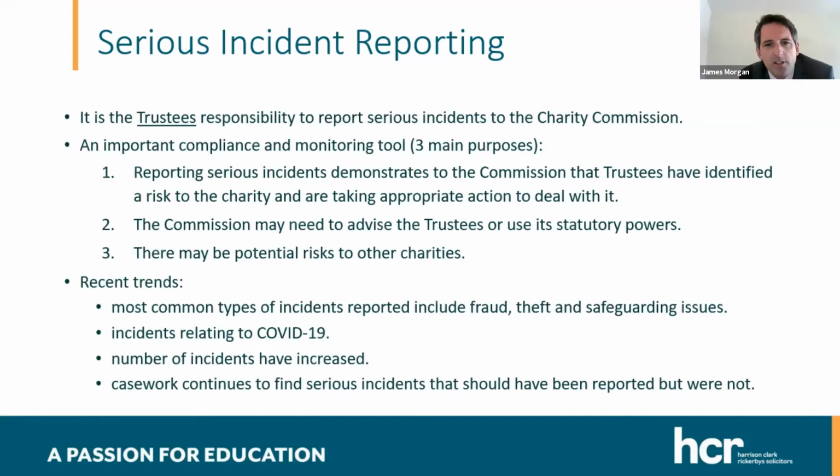Okay, so some recent trends that we've seen. The most common types of serious incident reported by schools tend to be fraud, theft, or safeguarding related issues. Recently, I've noticed that there does seem to be an increase in the number of historical abuse claims being reported, and of course, incidents relating to the coronavirus. The number of incidents does also appear to have increased somewhat, but this could just be that charities have become better at reporting these things. I don't know.